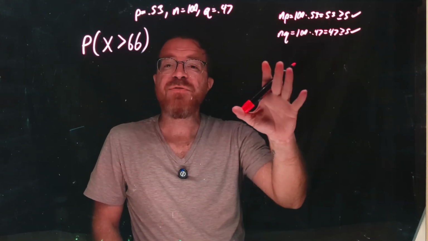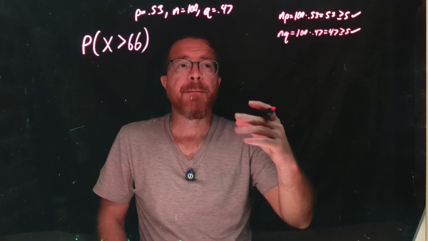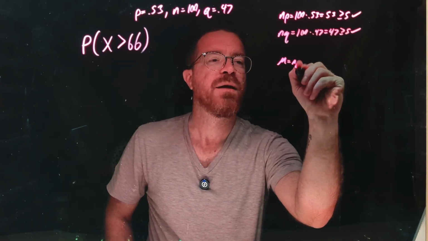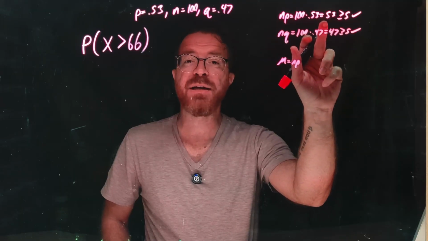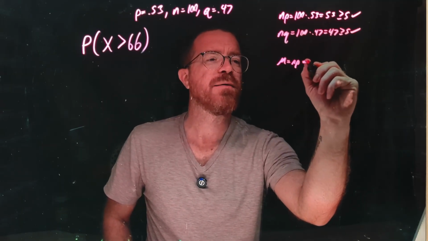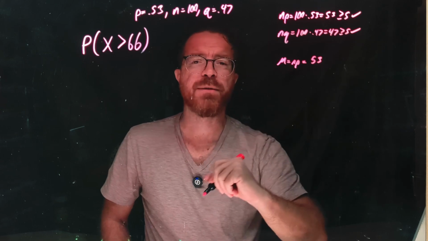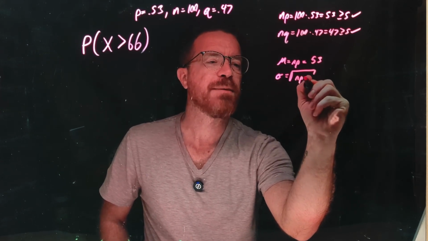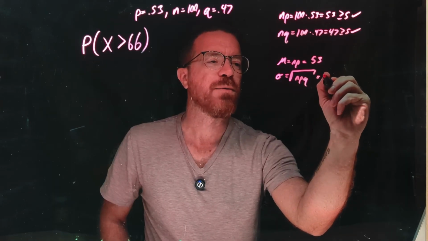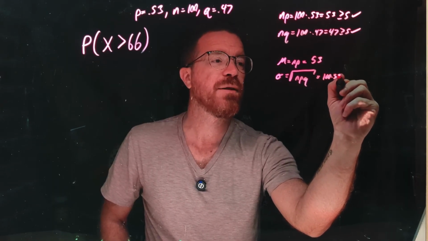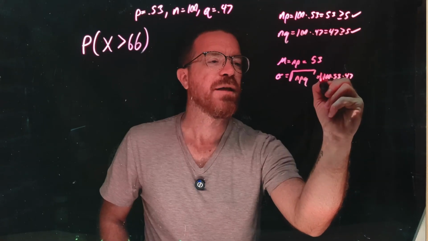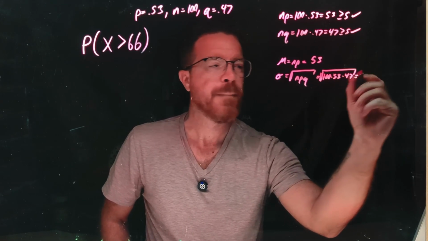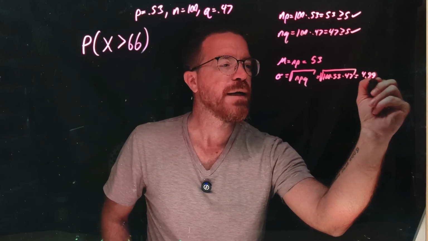So now at this point, you could figure out what your mu and what your sigma is going to be. Well, mu we actually already found, because mu is just equal to np. And we actually found that while we were checking our first assumption. So we know that mu is equal to 53. Sigma is equal to the square root of n times p times q, which is going to be equal to the square root of 100 times 0.53 times 0.47, and you are going to get 4.99.